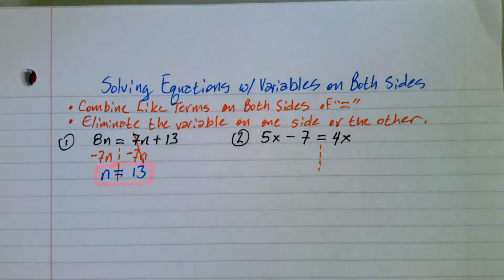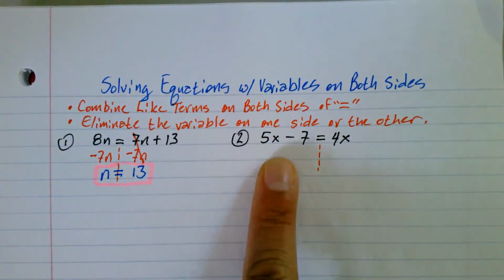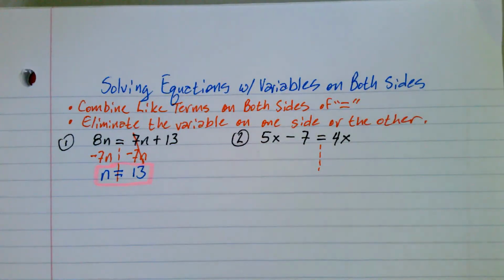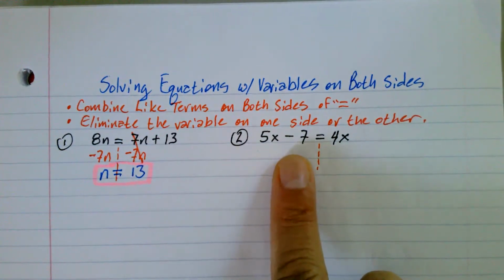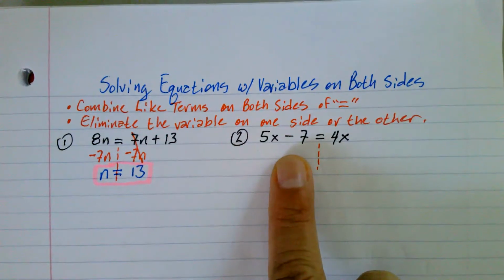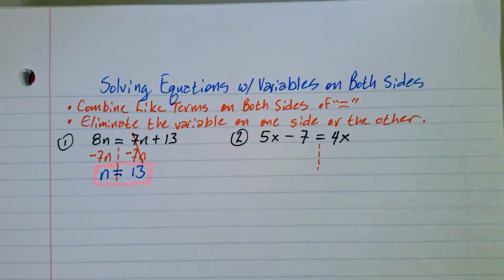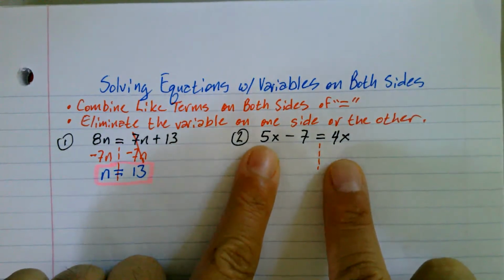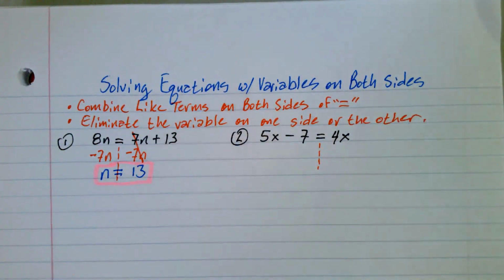So the first thing we want to do is check our equation to see if there's anything I can combine either on the left or on the right. So let's take a quick look at that. On the left, I have 5x minus 7. Okay, I can't combine them, so nothing to combine there. On the right, I just have 4x. Nothing to combine there. So now I got to make some decisions. I got variables on both sides of the equal sign. 5x on the left, 4x on the right. I have to eliminate one of them.